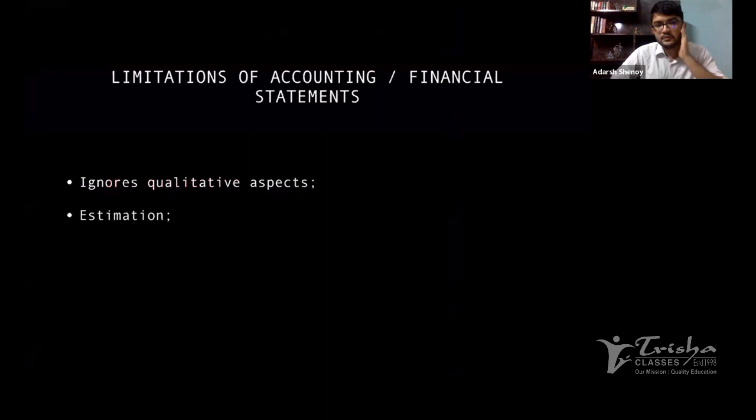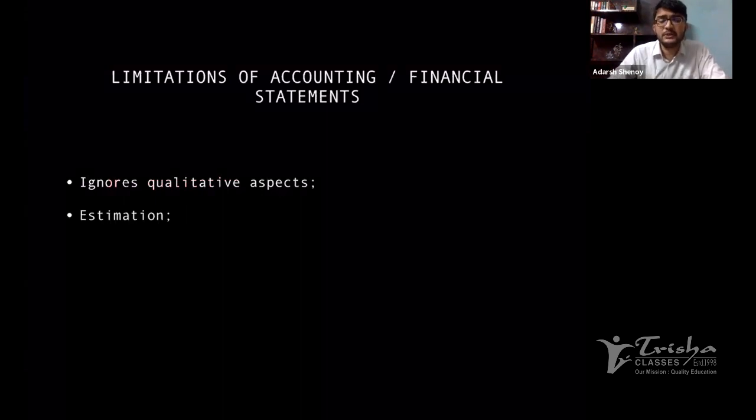Next part, estimation. There is a lot of estimation that happens in accounting information also. We estimate a lot of things. For example, I'm sure you've heard in 12th standard about the provision for doubtful debts. It's an estimation. We take a rough percentage.